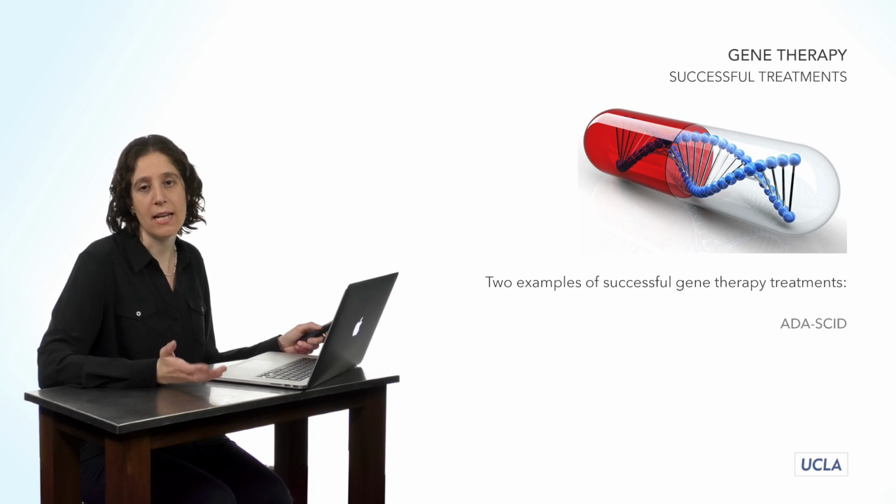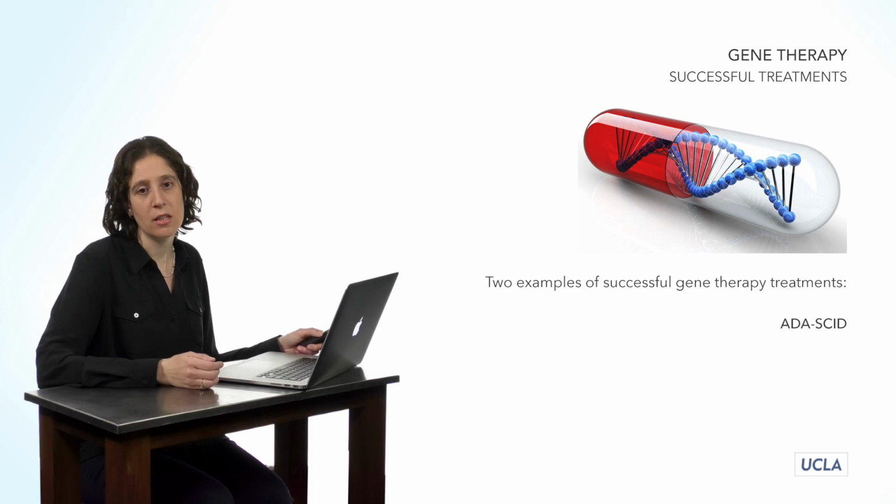The two examples of successful gene therapy treatments that we're going to talk about today are first, gene therapy to treat ADA-SCID, and second, gene therapy to treat Leber's congenital amaurosis. So first, let's talk about ADA-SCID. Before we get started, I just want to mention that a lot of the work on ADA-SCID was actually done here at UCLA in the lab of Dr. Don Cohn.